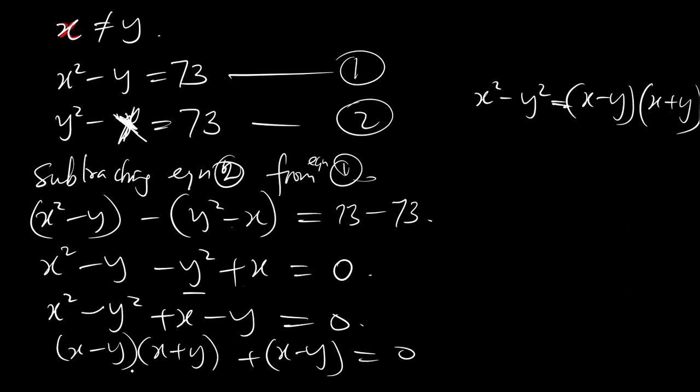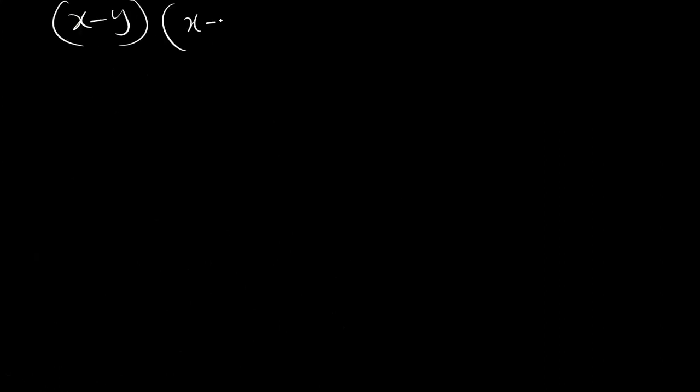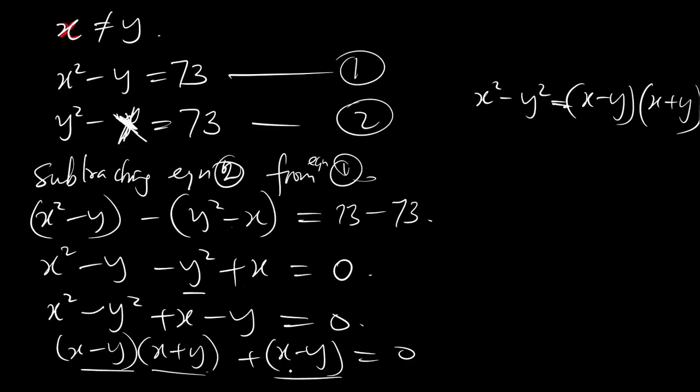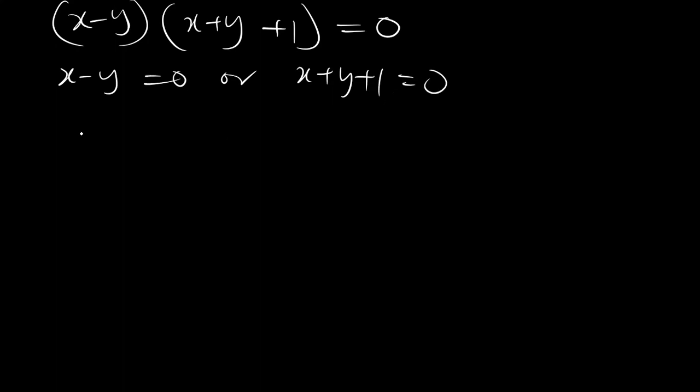So when you look, this and this are common. So we now have to factor them out. So you have x minus y. Now if you remove x minus y from this term, you have only x plus y left. Then if you remove x minus y here, you have plus 1 left, which is equal to 0. Now that means x minus y is equal to 0, or x plus y plus 1 is equal to 0.